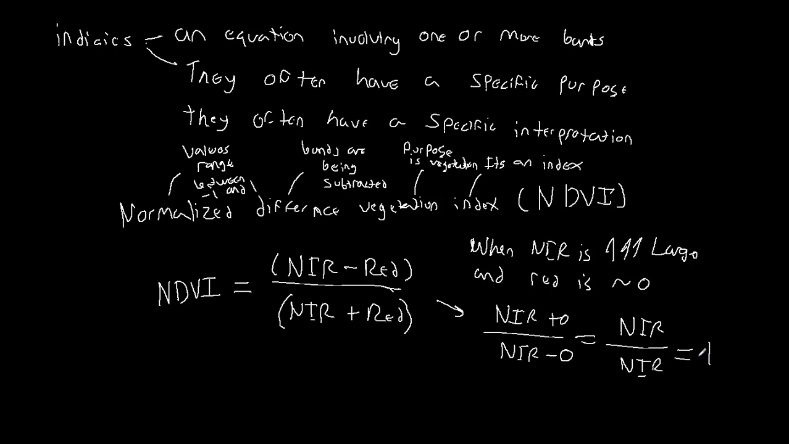So we have an upper bound. No matter what data we put in here, whether it's 16-bit, 28-bit, 37-bit, whatever number of bits we want, no matter what we do, the maximum value of NDVI is always going to be 1.